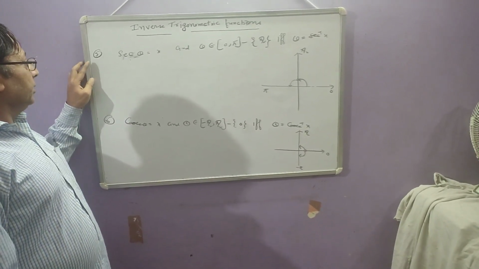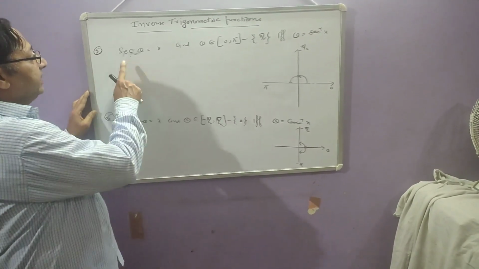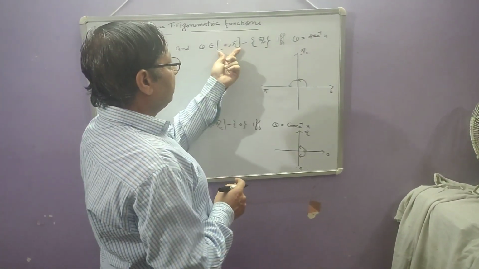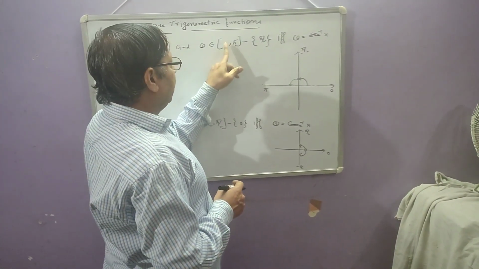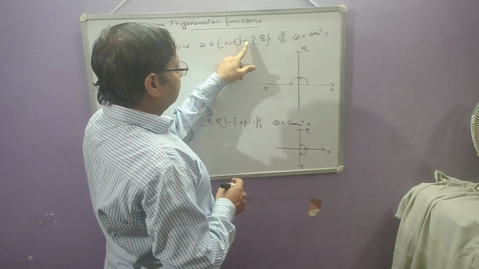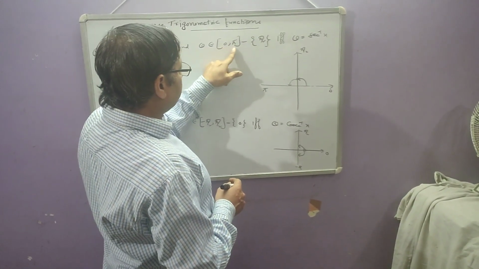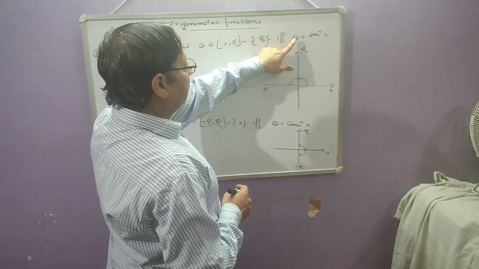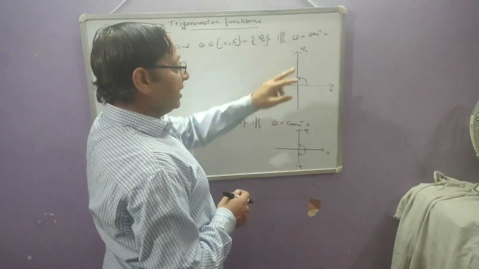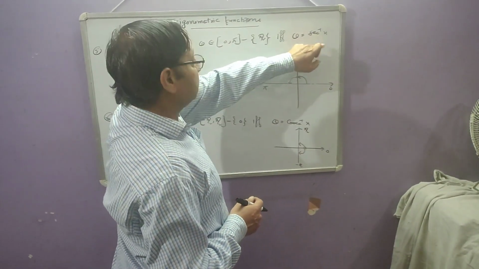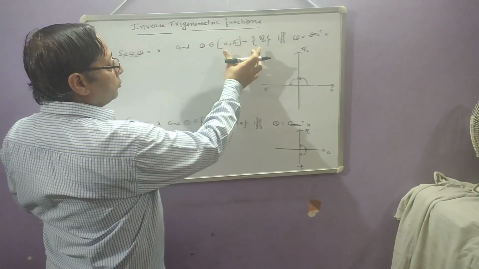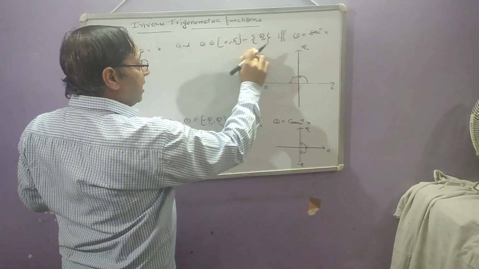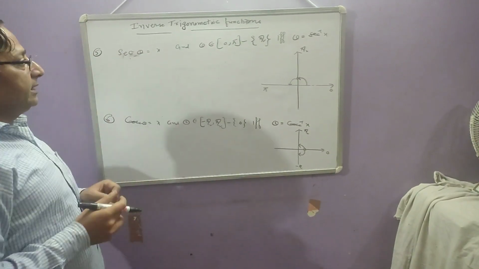Now come to the fifth T ratio. Whenever secant theta is equal to x and theta belongs to the closed interval 0 to pi, minus the central value. From 0 to pi, its central value is pi by 2. Then if and only if theta is equal to secant inverse x, secant inverse is defined whenever the angle belongs to this interval except pi by 2, and this is called the principal branch value of the secant inverse.